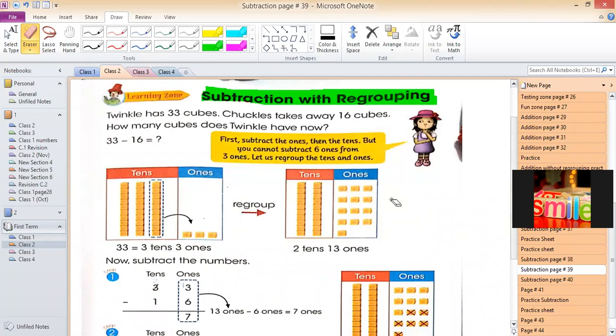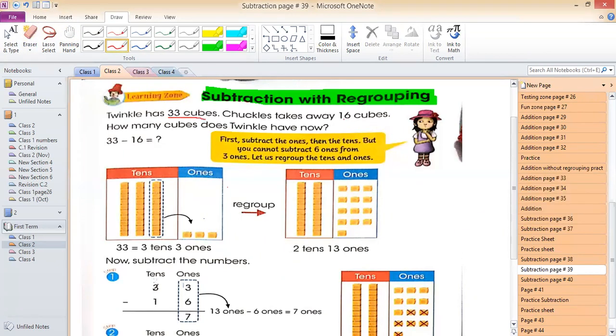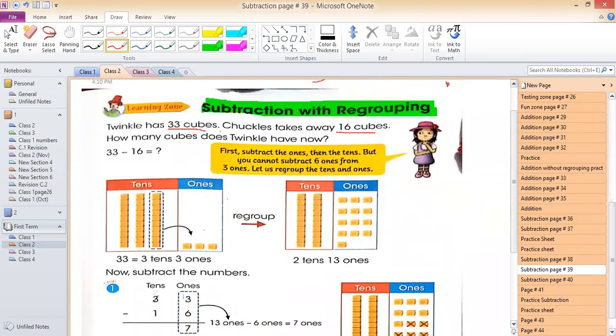So guys, in the last class we completed the example of the book, which is on page number 39. The example is Twinkle is having 33 cubes, and Chuckle takes away 16 cubes from Twinkle. After Chuckle takes 16 cubes from Twinkle, how many cubes does Twinkle have now? The total cubes were 33 and Chuckle took out 16. So how many cubes are left? For that, you have to subtract 16 from 33.